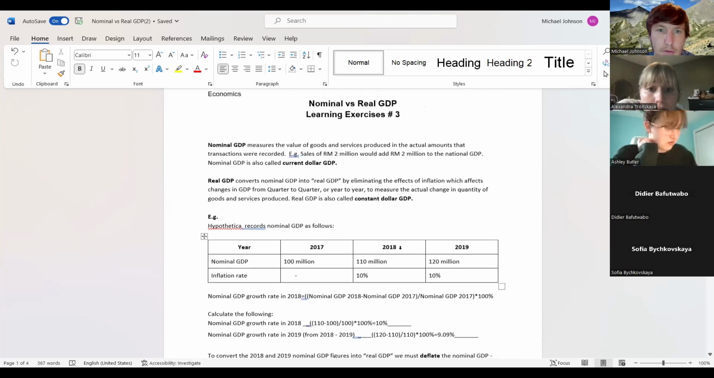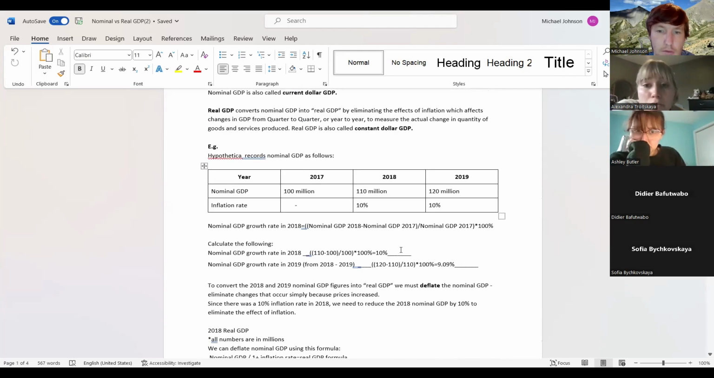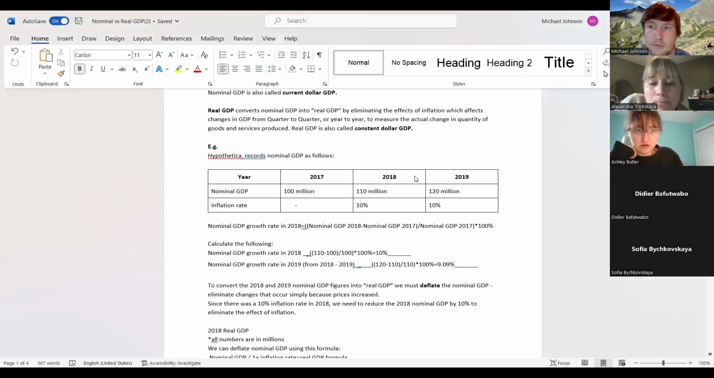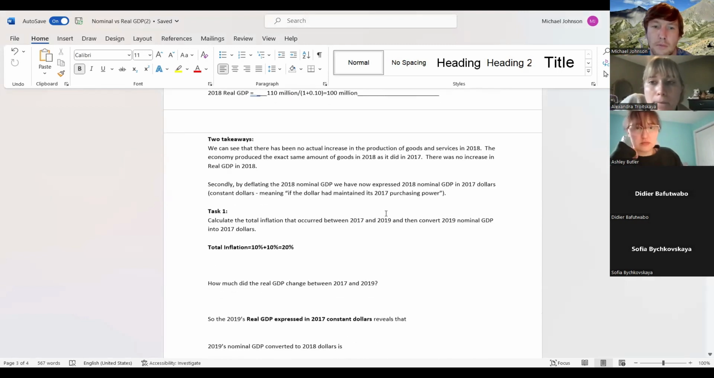So for this, should we just multiply 0.8 to 120 million? Where are you getting 0.8 from? Because the inflation is 20%, and to account for it, to reconvert it to 2017, we have to subtract inflation. That's how I understood it, but I may be wrong. What I did was I found the inflation was 20%, and then I just used that equation we just did. So I put the 120 because that's the 2019 nominal GDP, and then put it over the 1 plus 20%, so 1.2, and you get the 100 million again.